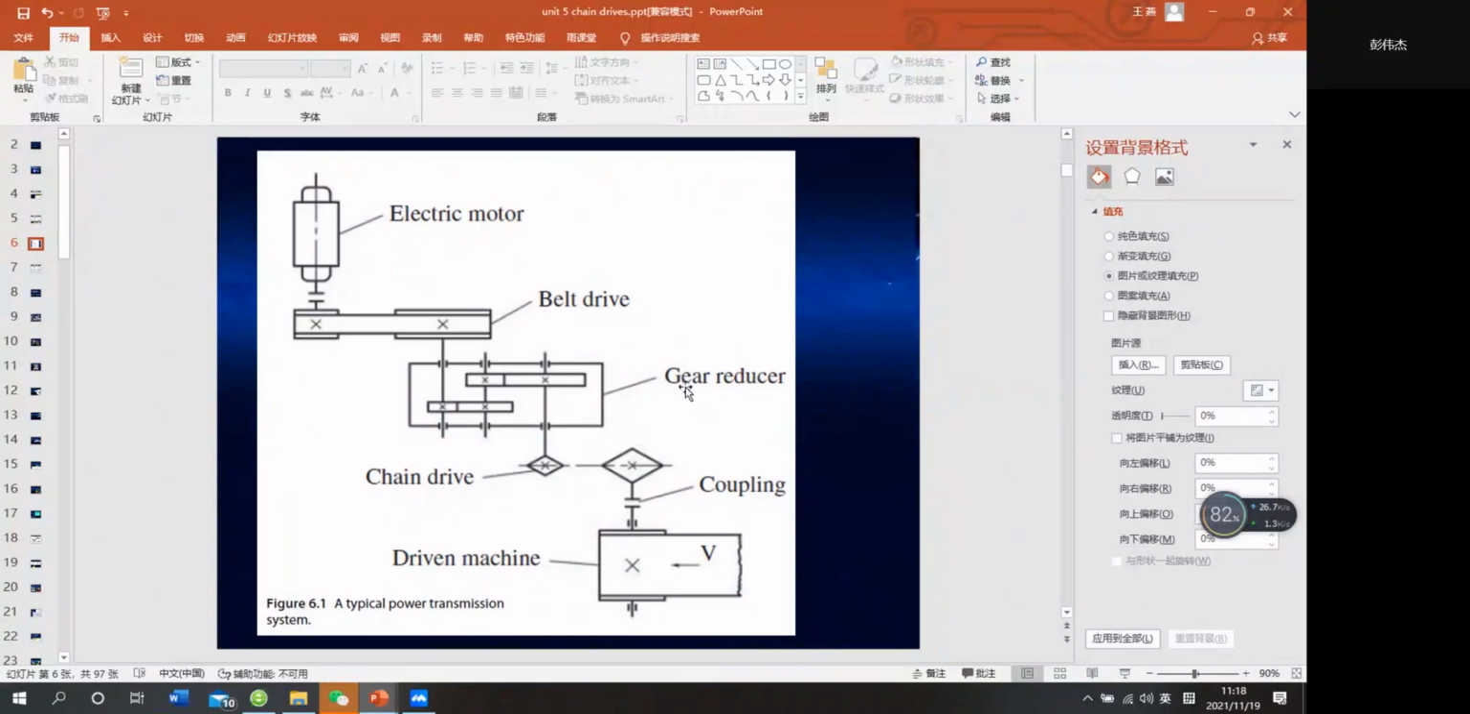This chapter on gear drives is very important because when you do your course design, you should design a gear reducer as your course design content. Okay. So from next class, we study the gear drives.